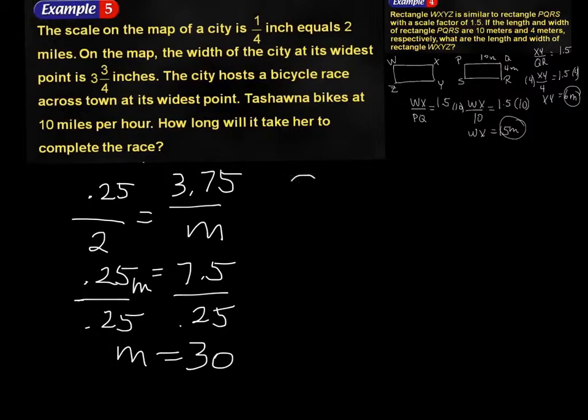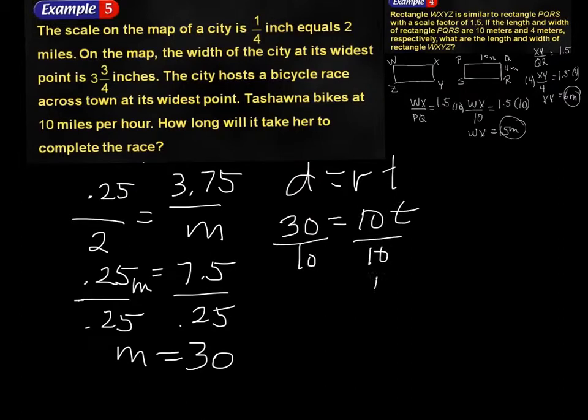And we know distance equals rate times time. So she's biking for 30 miles, and she's biking at 10 miles per hour. So at that rate, it would take her 3 hours.